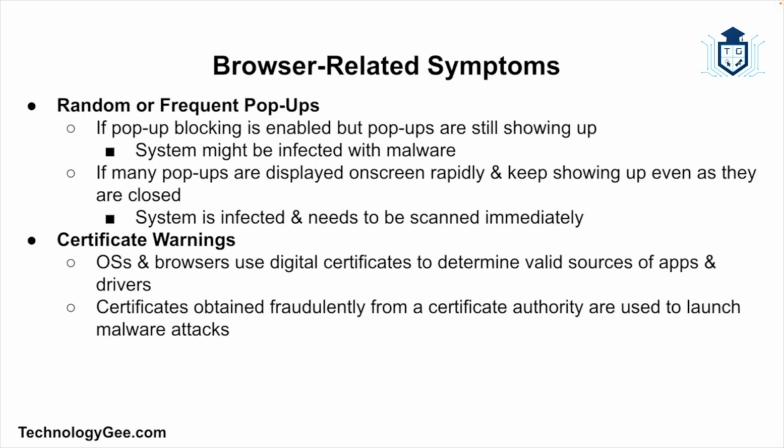Then next we have browser related symptoms. Often the performance of the preferred browser can indicate problems with malware infections or fraudulent apps that are on the device. This information is going to discuss issues and their possible causes as they relate to browser related symptoms. The first one you want to be concerned with is random or frequent pop-ups. If pop-up blocking is enabled, but pop-ups are still showing up, that means your system might be infected with malware. If many pop-ups are displayed on screen rapidly and they keep showing up as they are closed, then the system is infected and it needs to be scanned immediately.